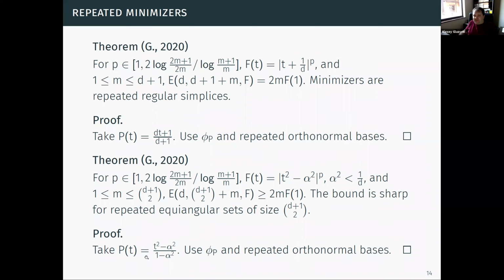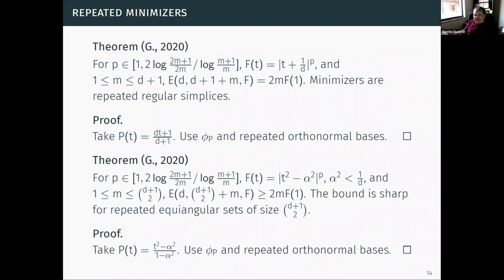The proof is fairly straightforward as well. This is the polynomial we take. If alpha squared is less than 1 over d, then it's a positive combination of Gegenbauer polynomials. So it's a Gegenbauer polynomial of degree 2 plus a constant. And the dimension that you get this way is precisely what you want. It's going to be d plus 1 shifted. So it's one more result you can get this way.